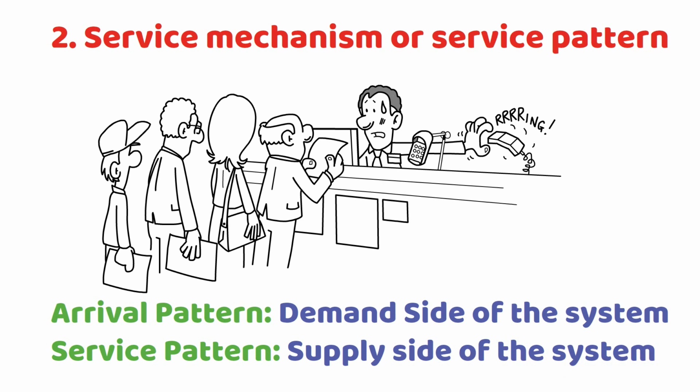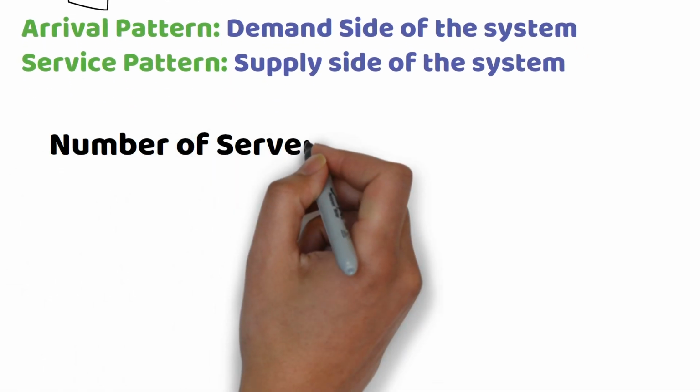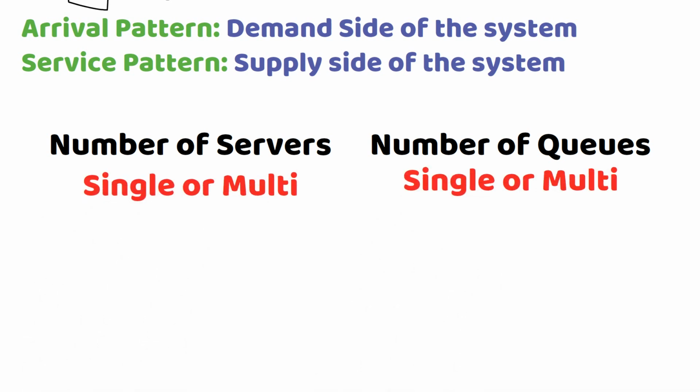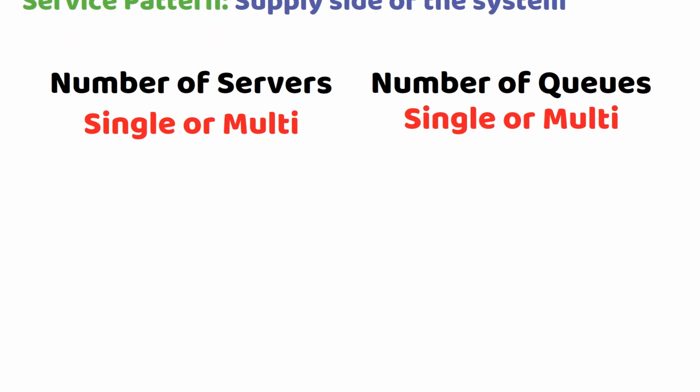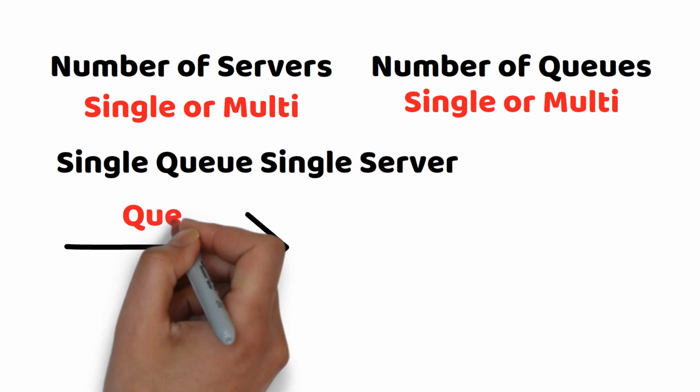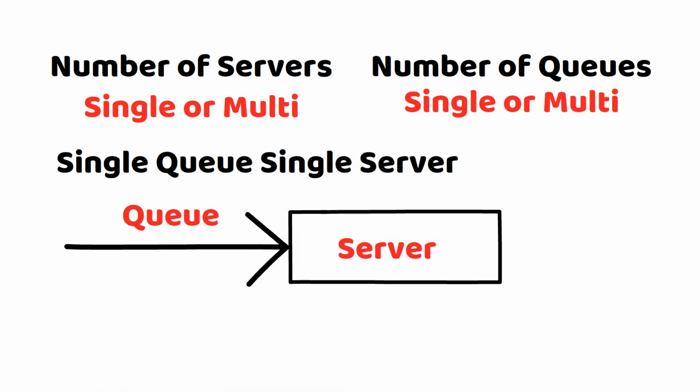To determine the service mechanism, we need two main parameters, the number of servers and the number of queues. Each parameter can take two values, single or multi. So, there may be four possible combinations. Single queue, single server. This model has only one queue and one server at the end.